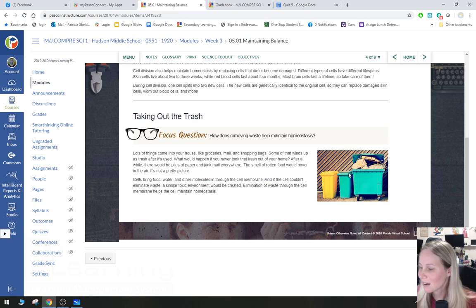All right, so we have our cells and we have the cell membrane, which is on the outside of the cell, and that's responsible for letting in good stuff for the cell and letting bad stuff out of the cell. Otherwise, the trash would keep piling up, like it's showing on here, and the cell would get sick and die, pretty much.